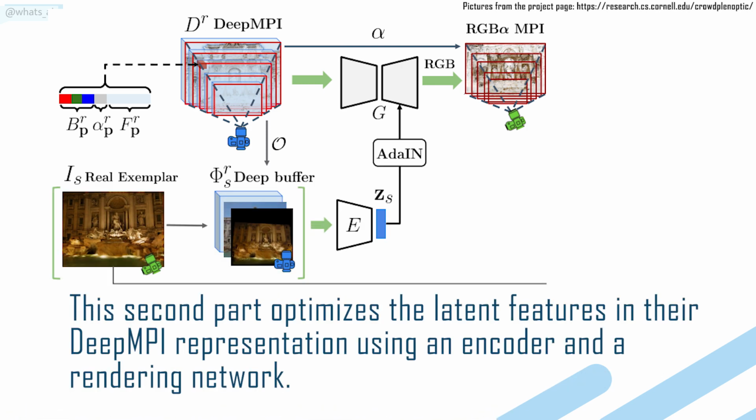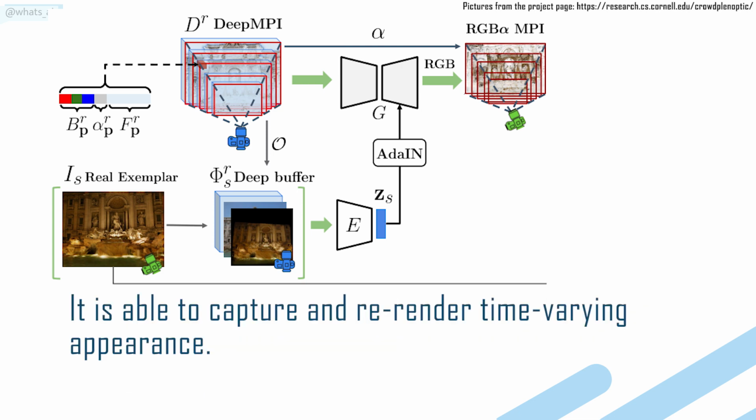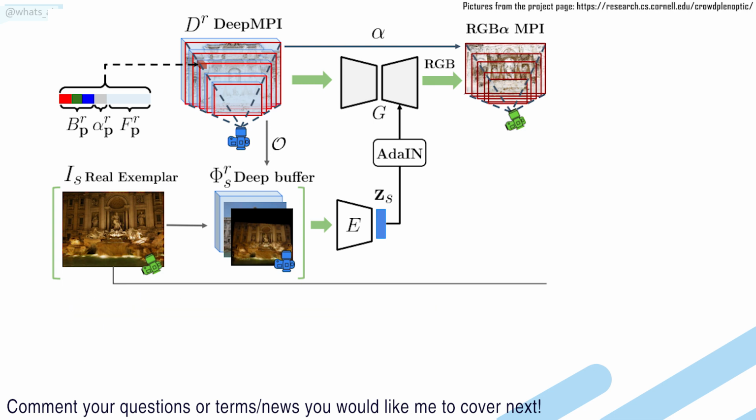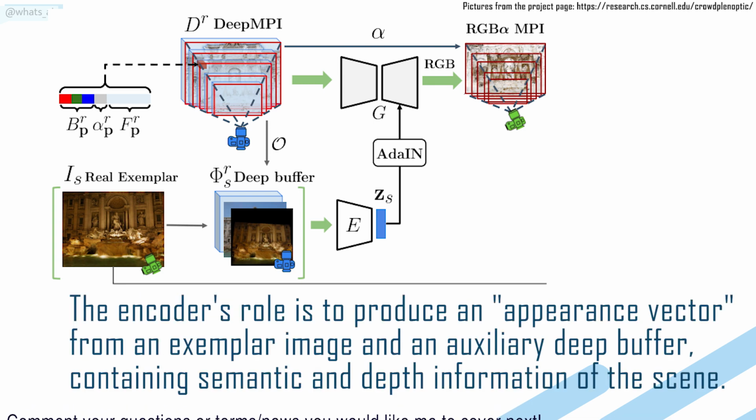The second part optimizes the latent features in their Deep MPI representation using an encoder and a rendering network. It is able to capture and re-render time-varying appearance. The encoder's role is to produce an appearance vector from an exemplar image and an auxiliary deep buffer, containing semantic and depth information of the scene.